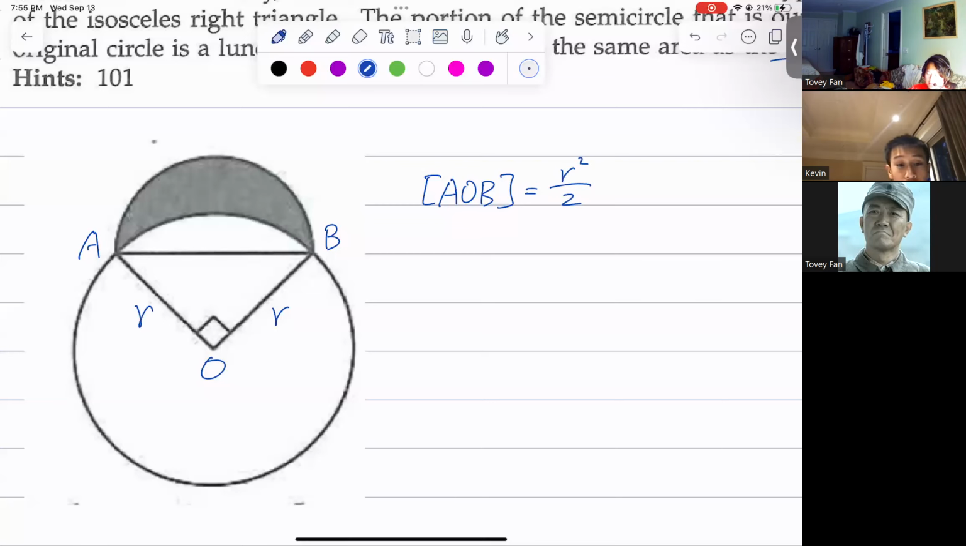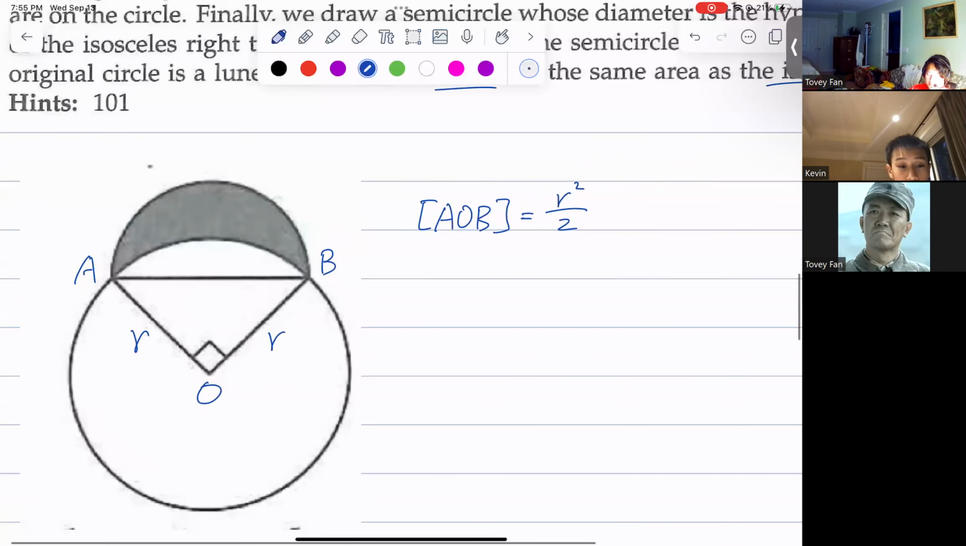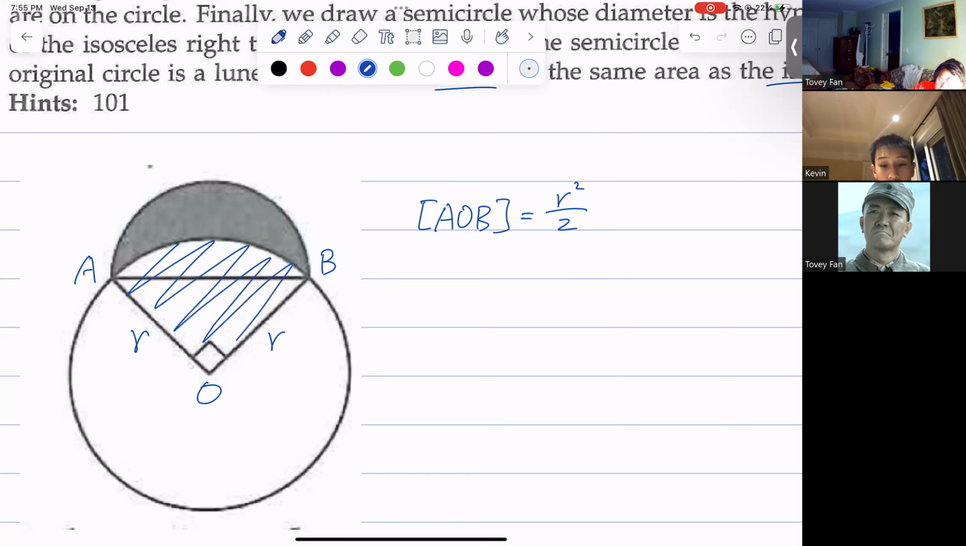Okay, now we try to find the area of the lune. How do we find it? Then basically we could find the area of the chord, which is AB. The area of the what? Of this sector or this segment? Sector or segment?